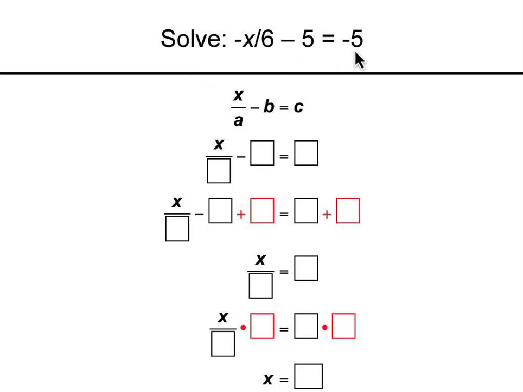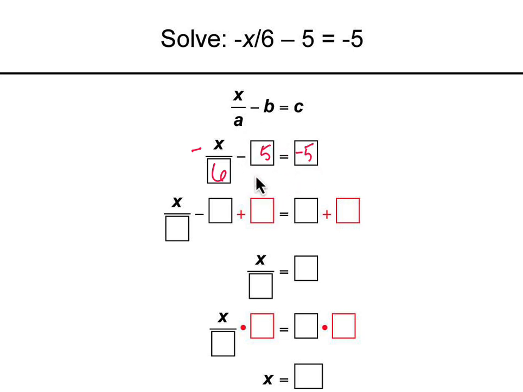Solve this two-step equation. It's a two-step equation because it involves two operations, division, shown here, and subtraction, shown here. So let's take this equation and plug it into this template. So we get negative x divided by 6 minus 5 equals negative 5.